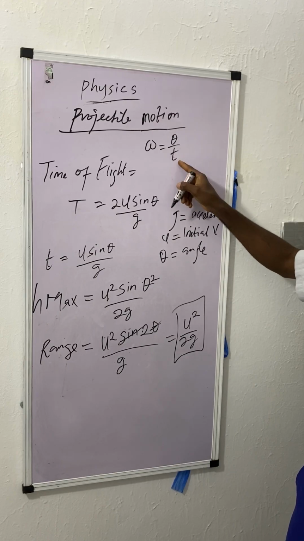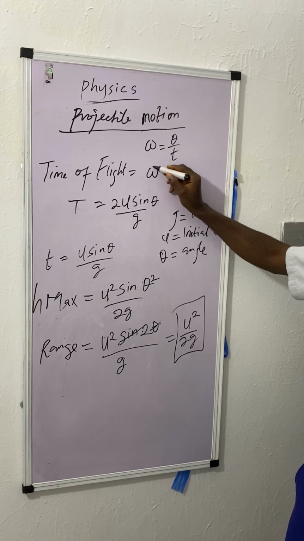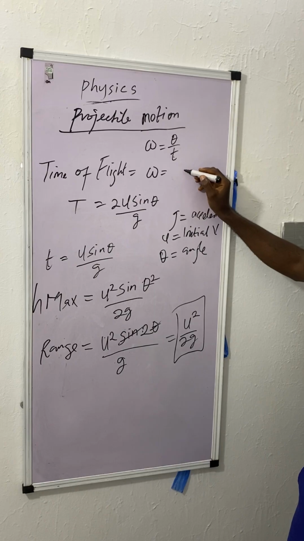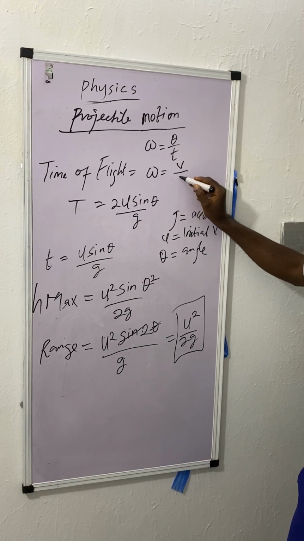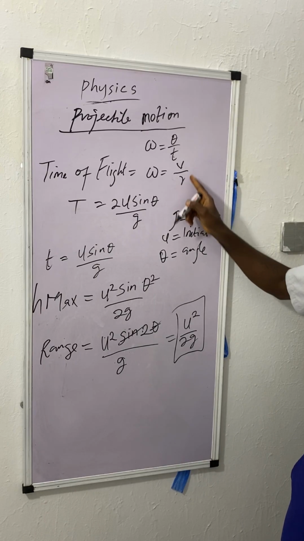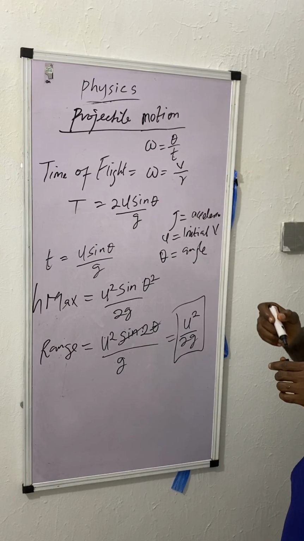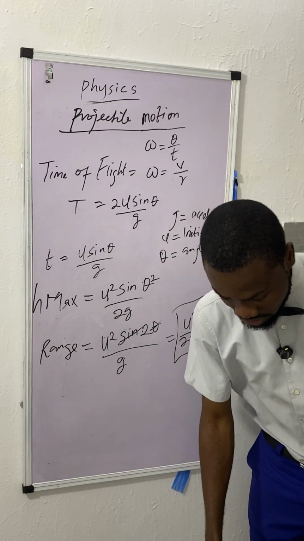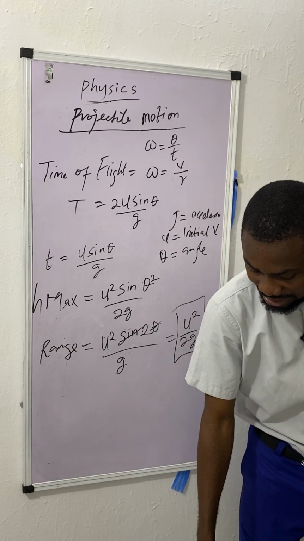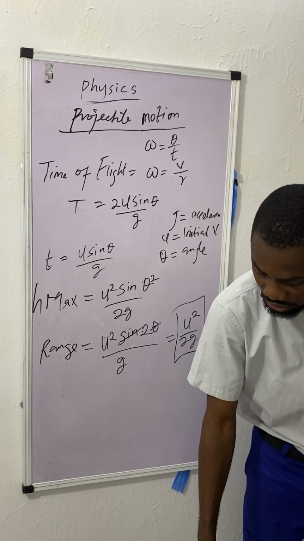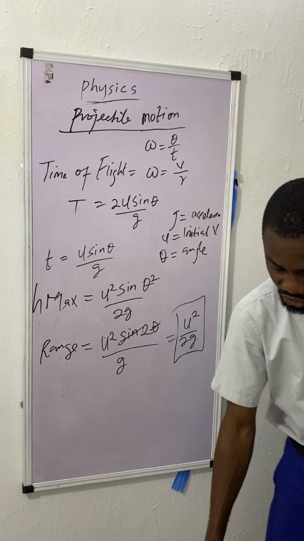Theta over time. Or it can also be written as angular velocity is equal to v over radius, whereby v is the velocity and r is the radius. So you can use any of these formulas to solve for angular velocity, depending on the parameters that you were given. There's also a formula for angular acceleration.